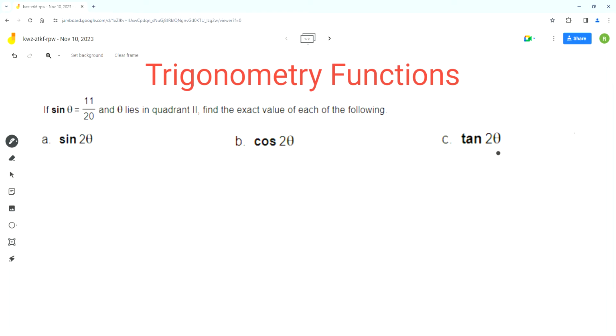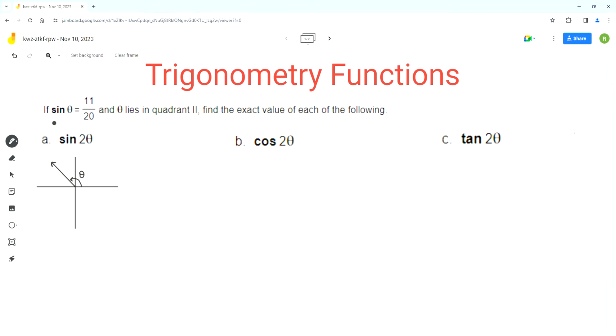So the first step here is to draw out the given angle on the quadrant. Now as per the problem, theta lies in quadrant 2. So we can show angle theta like this in quadrant 2. So this angle here is equal to theta.